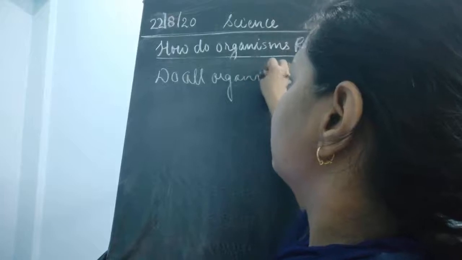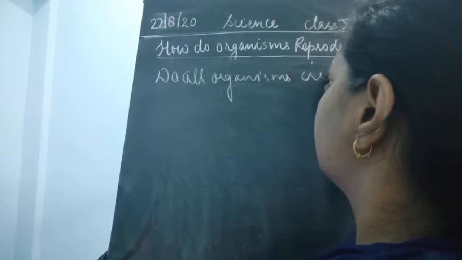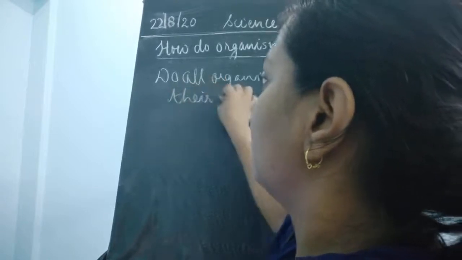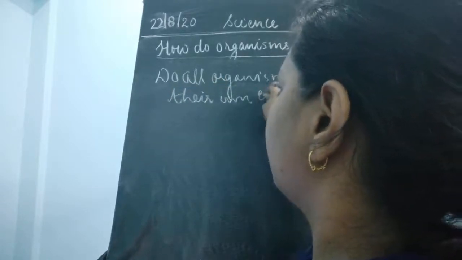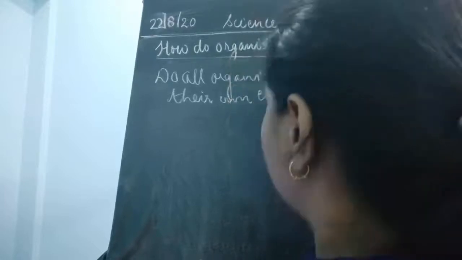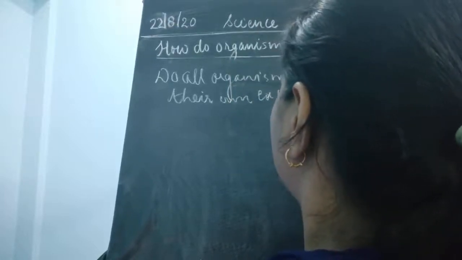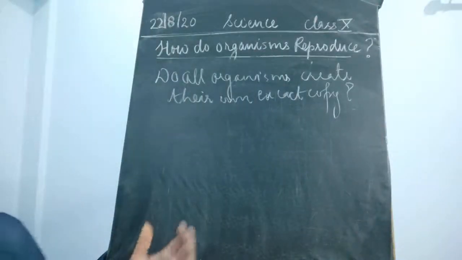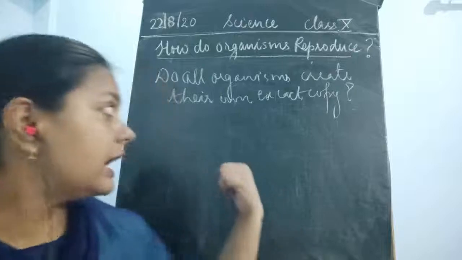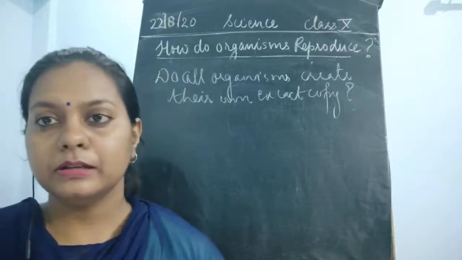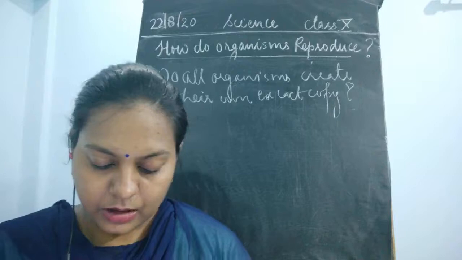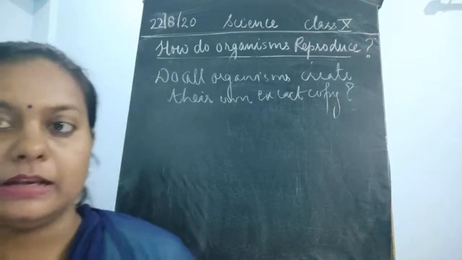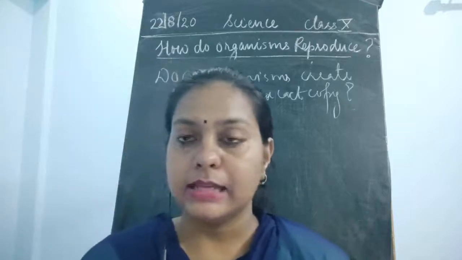Do all organisms create their own exact copy? Is this so? If I am saying that these animals and plants look the same, it means that they are producing their exact copies. Now, is this possible? Let's read out: organisms look similar because of the similar body design. So their body design is the same, as I just now said.